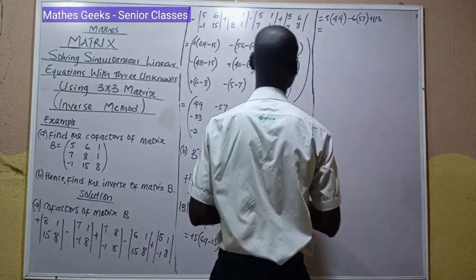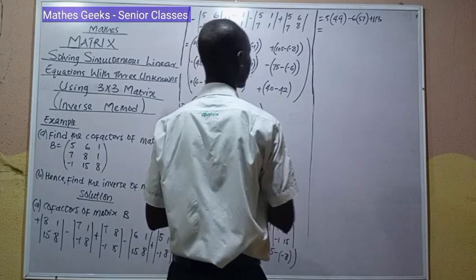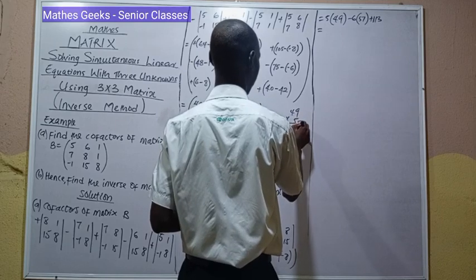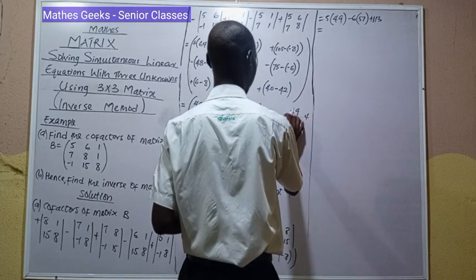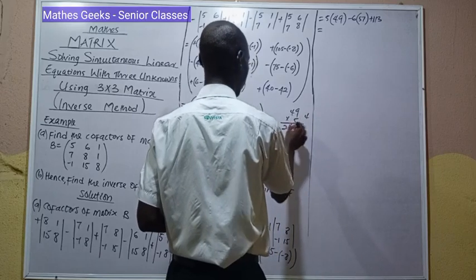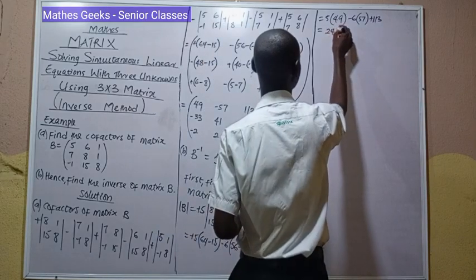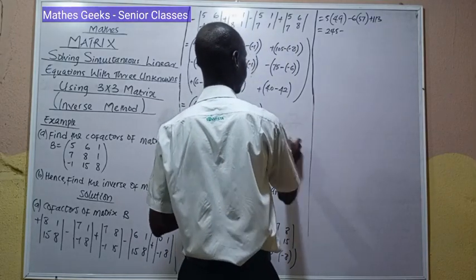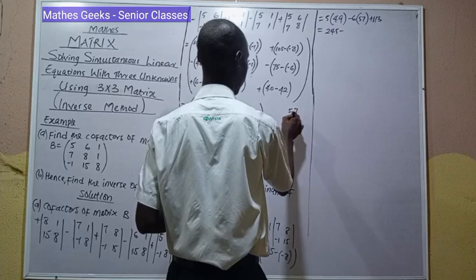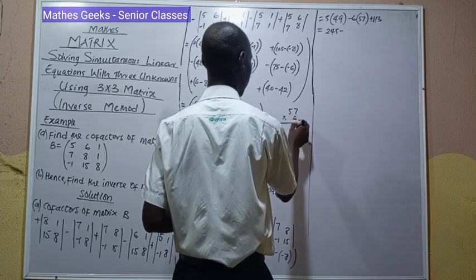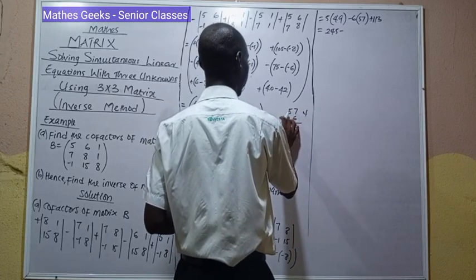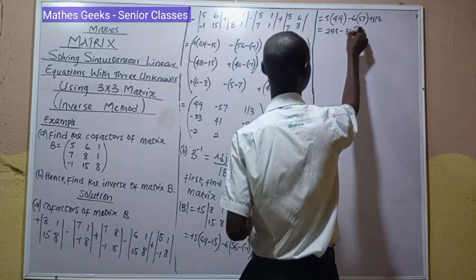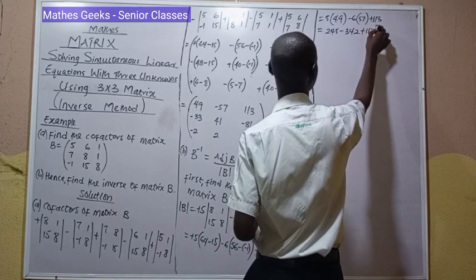Next is 5 times 49. 5 times 9, 45. 5 times 4, 20, plus 4, 245. 245 minus 6 times 57. 6 times 7, 42. 6 times 5, 30, plus 4, 342.